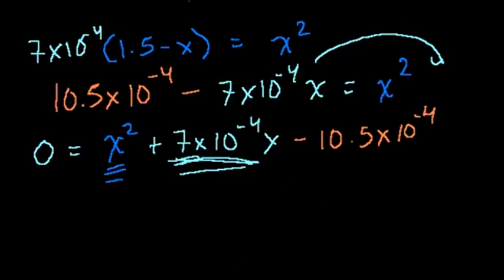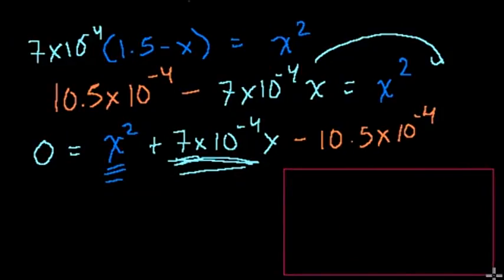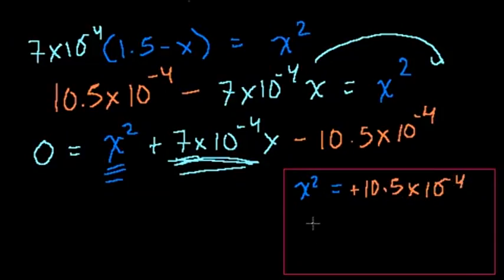Actually, I'll do that on the side right here. I'll just do it in a box, because this isn't the exact answer, but it's going to get us pretty close to the exact answer. So if we just ignored this term, then we'd have x squared. X squared is equal to minus, you would add this to the other side, so you'd have plus 10.5 times 10 to the minus 4, or x would be equal to the square root of this.